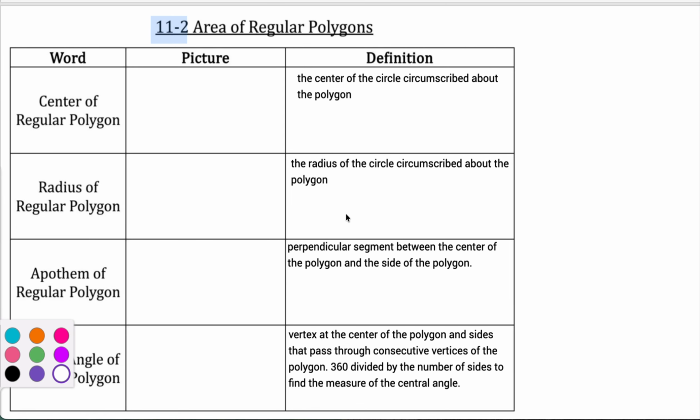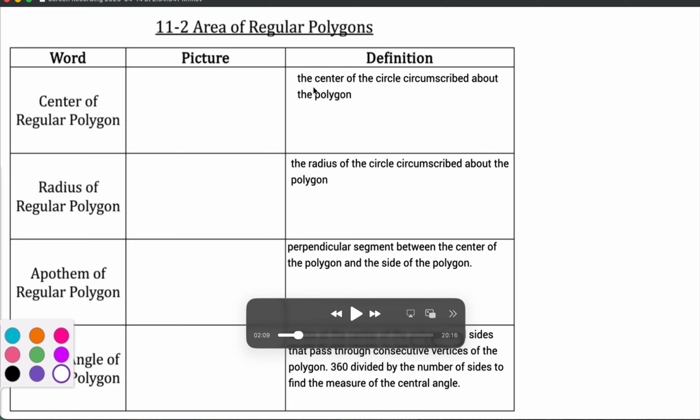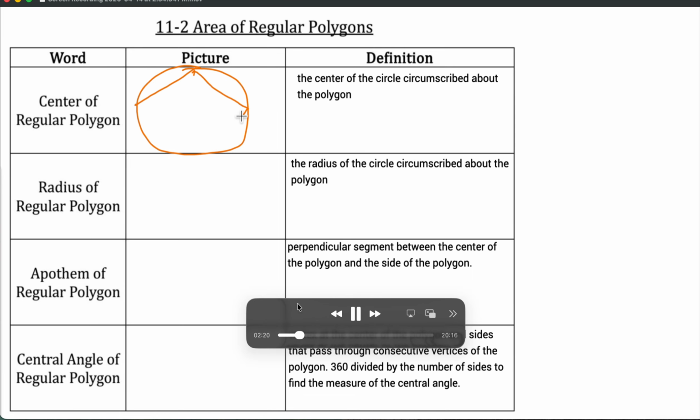I'm going to fast forward through these and pause as we see fit. So we have the definition of a center of a regular polygon. That's going to be the center of the circle circumscribed about the polygon. In a moment, you're going to see me draw a circle, maybe less than perfect, and inside that circle we're going to have a polygon. In this case, I'm going to use a pentagon. The center of the pentagon is also going to be the center of the circle. We're going to name that point P. So point P will be the center.